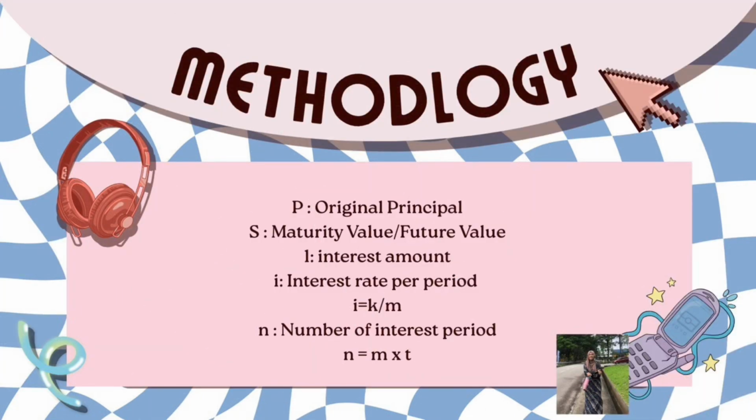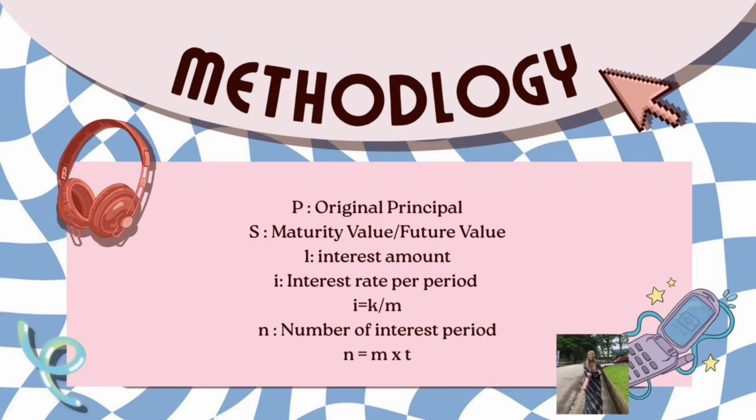Okay, now for the methodology of compound interest, I will be explaining the basic methodology used in calculating interest, especially in financial contexts like savings or loans. First of all, let's look at the key terms. P stands for original principal, the initial amount of money invested or borrowed. Beside that, we have S, the maturity value or future value, the total amount you will receive at the end of the period. Furthermore, capital letter I is the interest amount, the extra money earned or paid as interest.